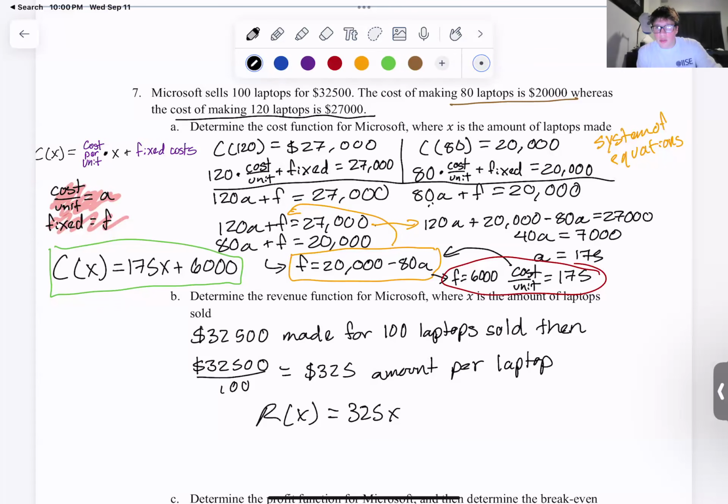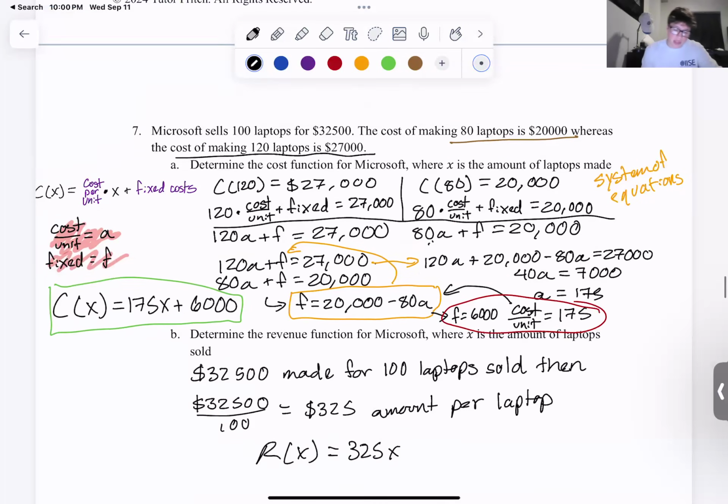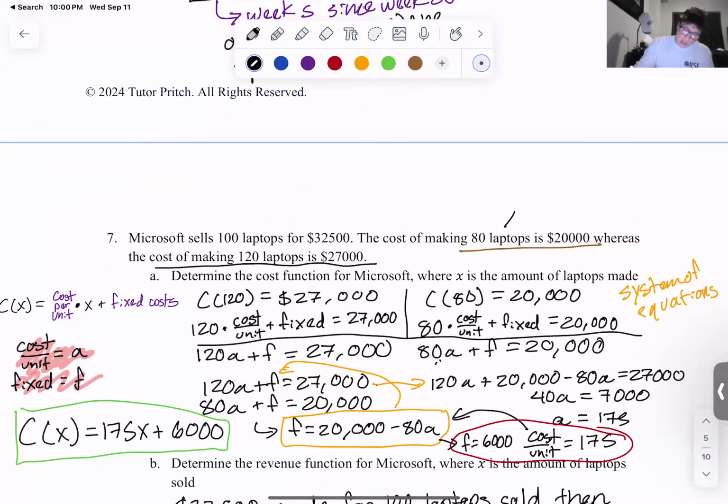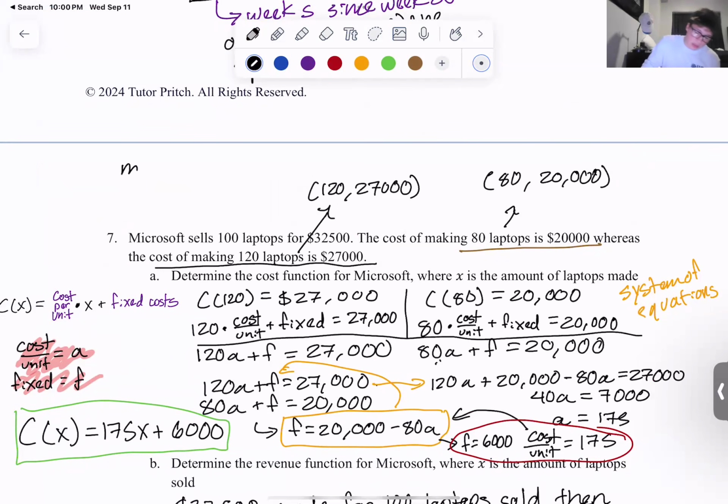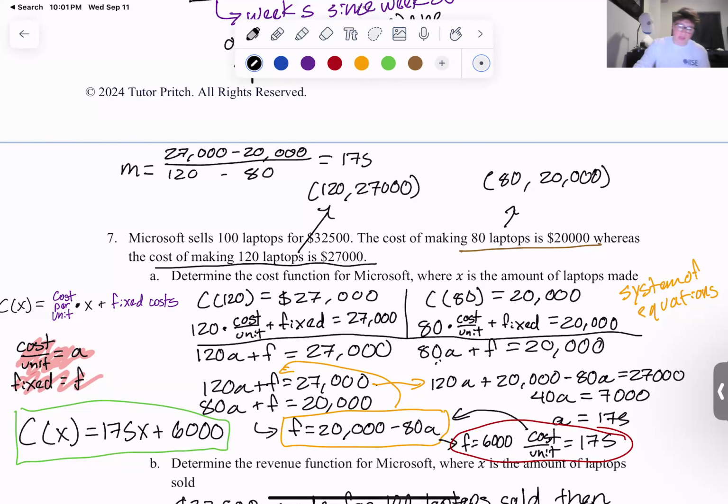Gallegos, Andrea, wasn't there one where we could figure out the cost function by figuring out the points? Yeah, you can do that as well, right? If the cost for making 80 laptops is 20,000 and the cost of making 120 laptops is 27,000, I'll go ahead and demonstrate that method. I'll call this point 80 comma 20,000, and this point 120, 27,000. I can find the slope between those two points. M equals 27,000 minus 20,000 divided by 120 minus 80. That gets you 7,000 divided by 40, which is 175. And your slope is the cost per unit, right?